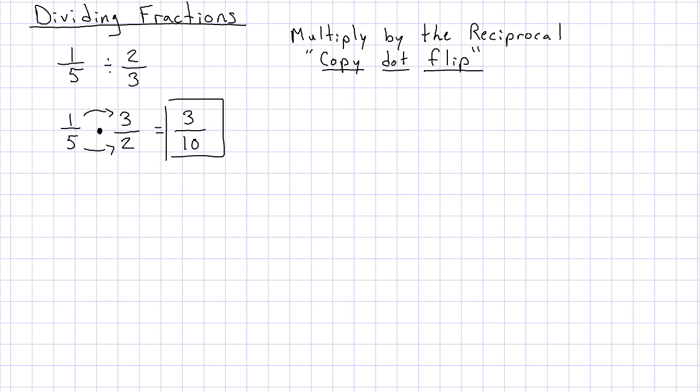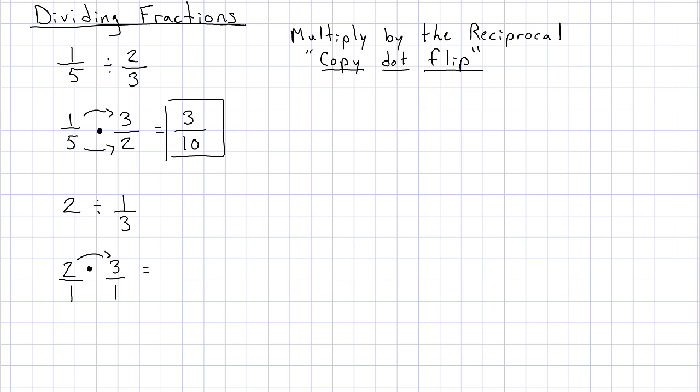Let's do another example where we introduce some whole numbers because sometimes that can trip students up. So let's do 2 divided by 1/3. We can still use this multiply by the reciprocal copy.flip rule. So I can do 2 times 3/1. That is equal to 2 times 1. So here we have to be a little bit careful maybe. The whole number 2 is the same as 2/1. So if you need to write that in order to remind yourself, that's perfectly good.